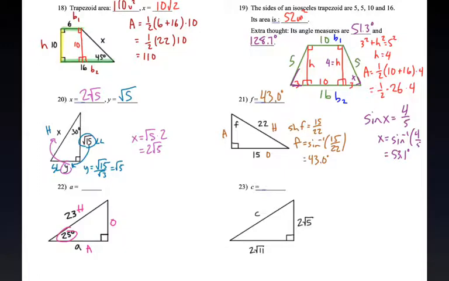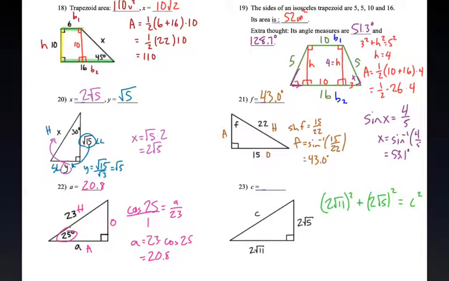the angle is given. The adjacent side is my variable. The hypotenuse is 23. Cosine of 25 is a over 23. Put that over 1 and cross multiply. 23 times cosine of 25 gets me my answer. Number 23, we know two sides. We need to find the third. That's the Pythagorean theorem is where this comes in.